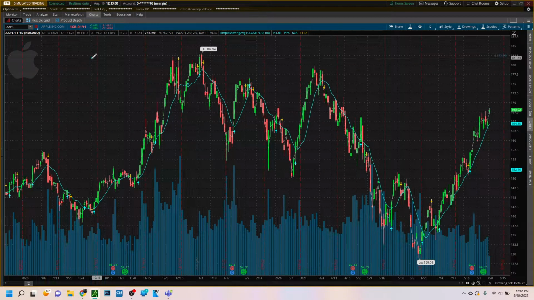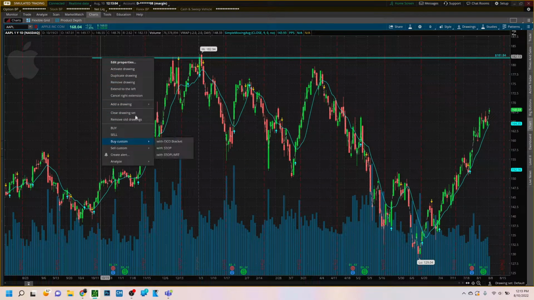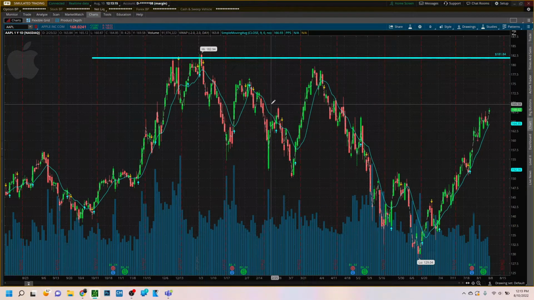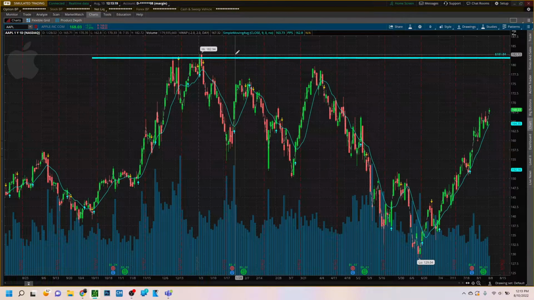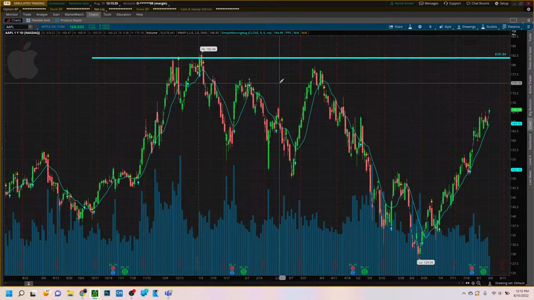So right here, we're looking at Apple. Let's make this a little bit thicker just to show that it is a demand zone and not just a line. So this would be one of the supply zones where the stock is peaking. It doesn't get much higher than this. And you're like, okay, these are the highs right here.